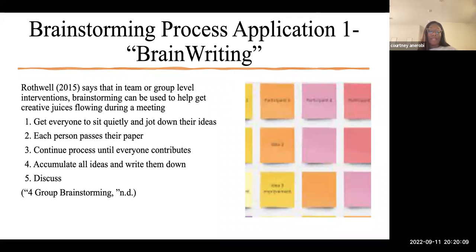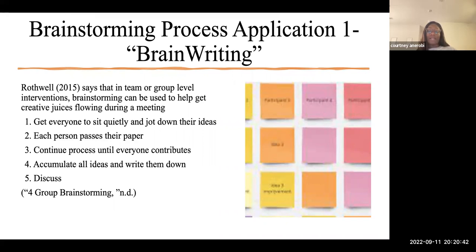Let's say that each time during the brainstorming process, you're in a group or a team where there are always a few people who might shout out their answers or ideas, or even just take over the brainstorming process. Brainwriting is a great method for encouraging everyone's participation in a controlled, calm environment. The process for this is pretty simple. You would just get everyone to first sit quietly and jot down their answers.